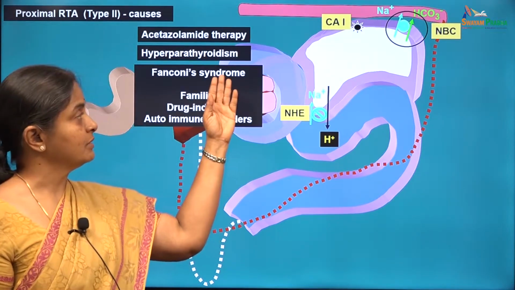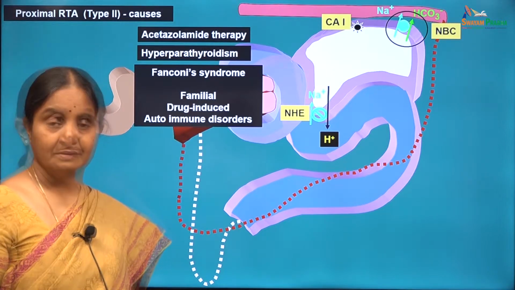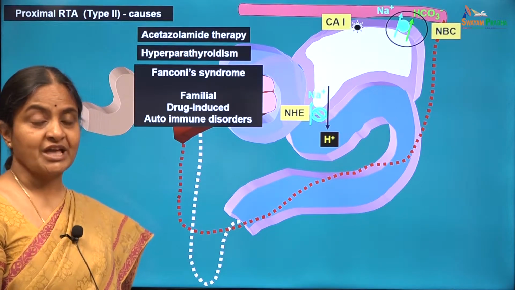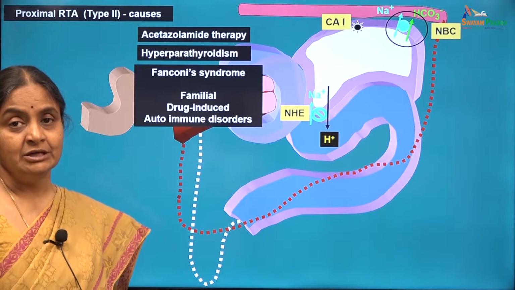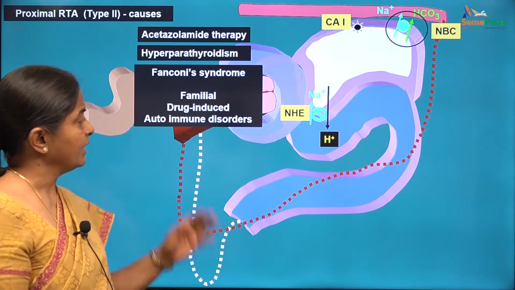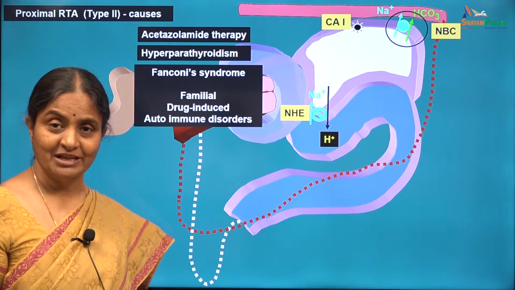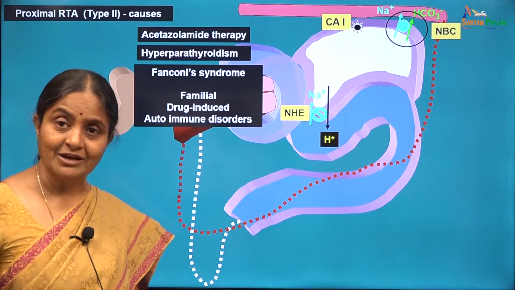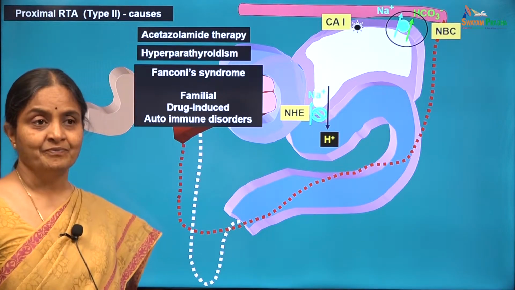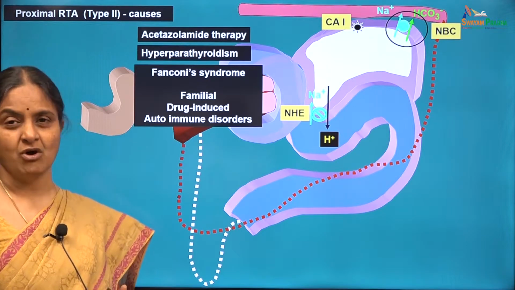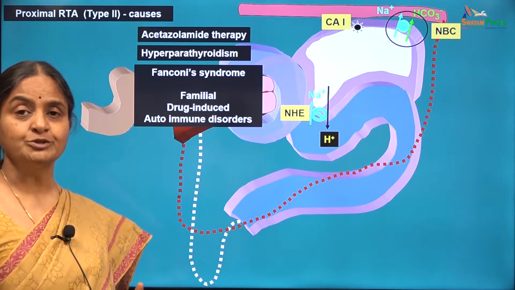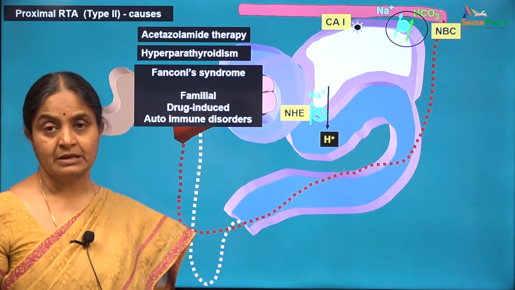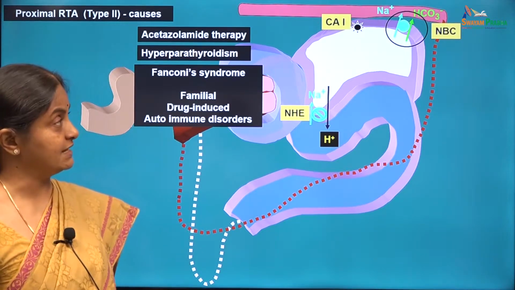Now, Fanconi syndrome can be a familial condition, but that per se is rare. But there are any number of drugs which can produce a syndrome similar to that genetic disorder. And there are autoimmune disorders like Sjogren's syndrome, etc., which can also induce proximal renal tubular acidosis. So, it is a multifactorial entity. However, in all of these, it may not be wrong to think that the transport process ultimately affected is the sodium bicarbonate co-transport in the basolateral border of the proximal tubular cell.